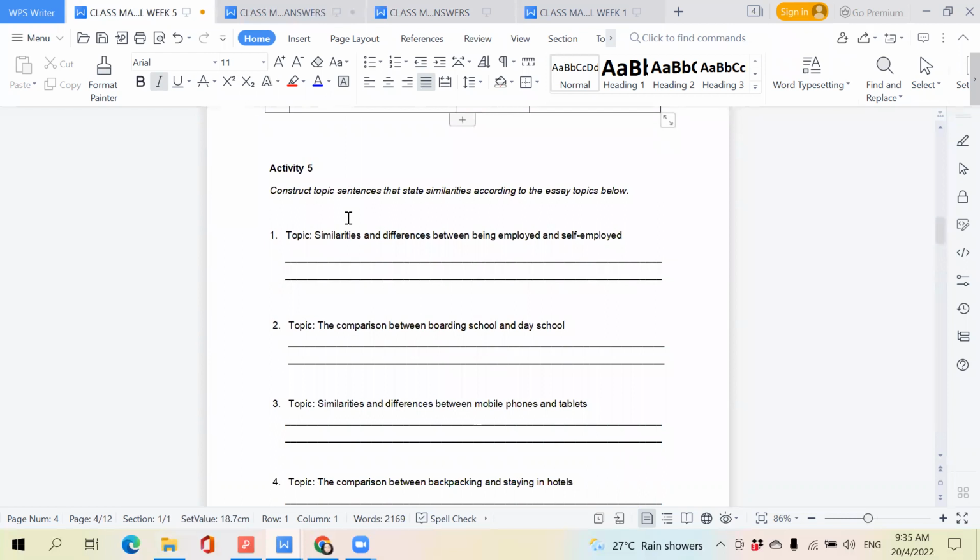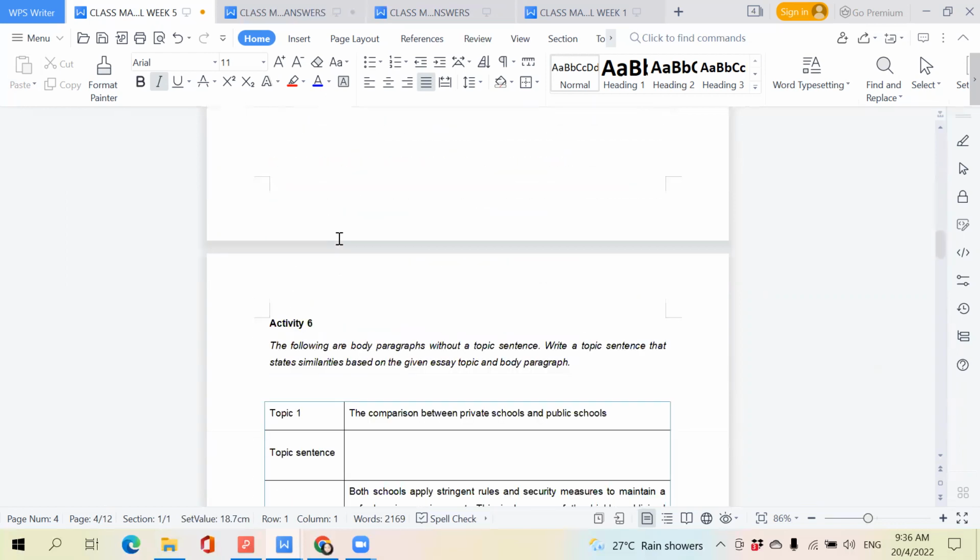Okay, activity 5. It wants you to construct the topic sentences that state the similarities according to the essay topics below. This one, I want you to complete it. Remember, in class material week 4, you have one exercise that you have to complete. And in class material week 5 also, you have one more to complete, which is activity 5. Anyway, I'll do the first one for you. So you have to complete 2, 3, and 4.